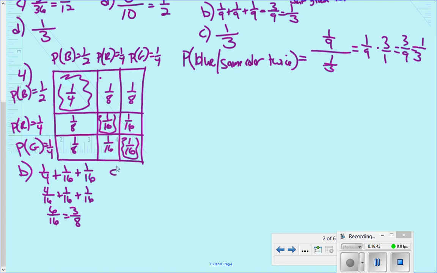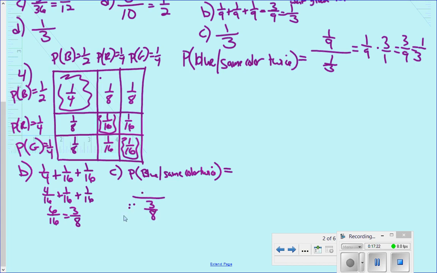Then C. If you know the keywords there, that sounds like conditional to me: you got the same color twice, what's the probability the color was blue? Once again, I'm looking for the probability of blue given same color twice. We are definitely going to use our formula here because we don't have equal probability, so I can't just say 1 out of 3 this time. I'm going to put the given in the denominator, and the given is the same color twice, which we just figured out is 3/8.